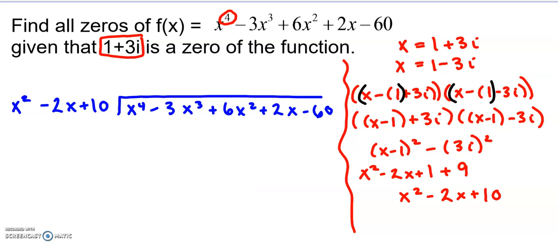Not going to lie. Okay, now you guys can do this. You've done it before. Let's have you long divide this, and your quotient should hopefully reveal our 2 remaining zeros. Go ahead and put me on pause.